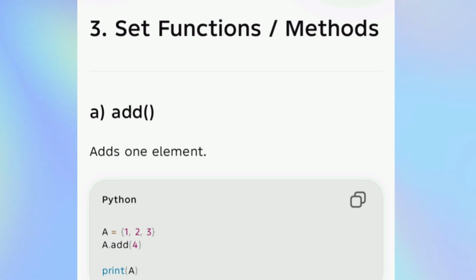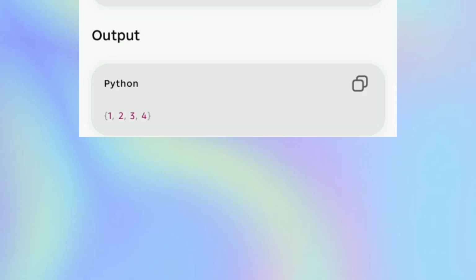Set function methods. Add one element. A equals {1, 2, 3}. A dot add 4. Print A. Let's see the output. My assumption is the output is 1, 2, 3, 4. Output: 1, 2, 3, 4.